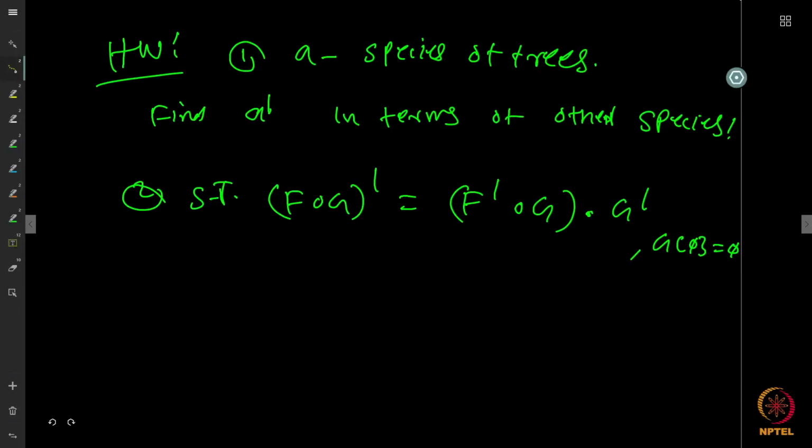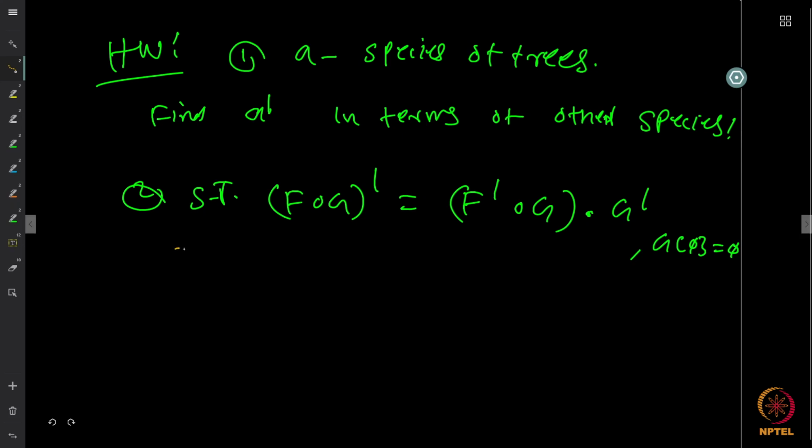As a homework, prove the following. Take A to be the species of trees. Then find the derivative A' in terms of other species. Can you represent the derivative of the species of trees in terms of some other species? Can you see what it is?